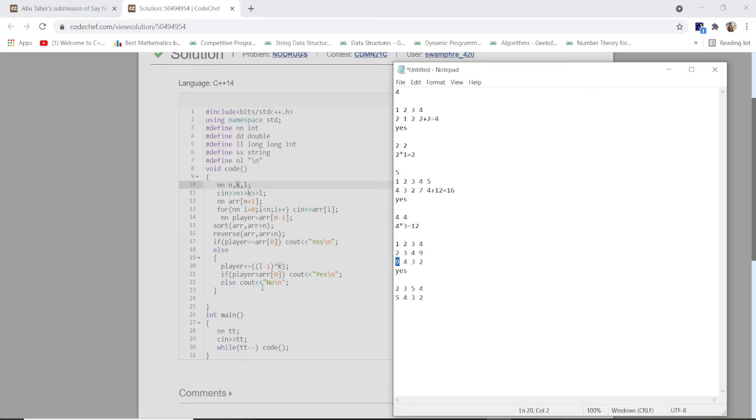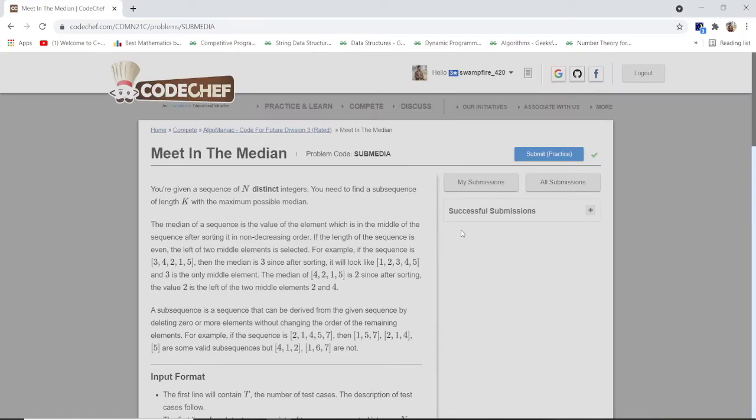Now let's talk about the third problem here. The name of the third problem is Meet in the Median. So I'm going to explain it.